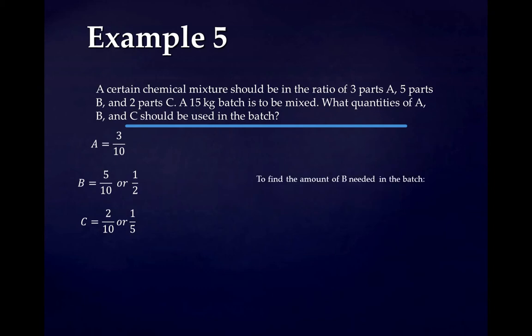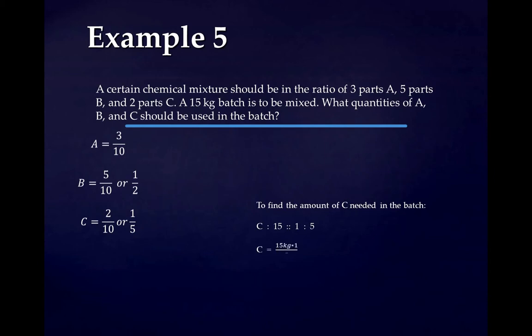To find the amount of B needed in the batch, B will be equal to the 15 kilograms as 1 is to 2. B is equal to 15 kilograms times 1 over 2, or 7.5 kilograms. To find the amount of C needed in the batch, C is to 15 as 1 is to 5. So C is equal to 15 kilograms times 1 over 5, or 3 kilograms.